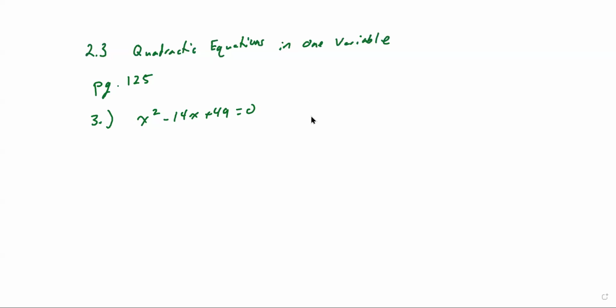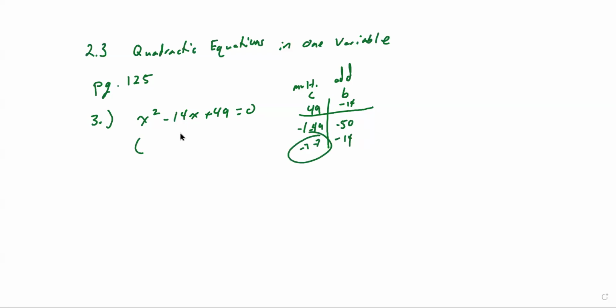So again, we have the little t-chart going on. Technically, it's A times C, but in this case, we only have a C, so it's going to be 49. And then our B is negative 14. Remember, this is what we are trying to multiply to, and this is what we're trying to add to. So you can go through all the multiples of 49, which I believe is just 1 and 49, and 7 and 7. Because I'm multiplying to a positive and adding to a negative, that tells me both numbers would be negative. So negative 7 and negative 7 gives me negative 14, and this is what I am looking for.